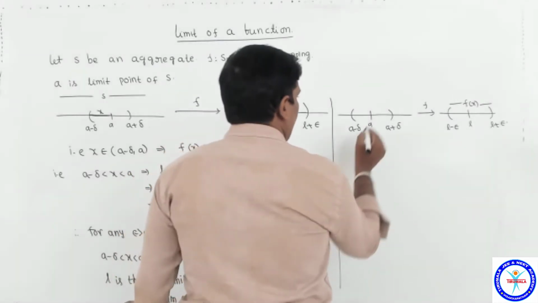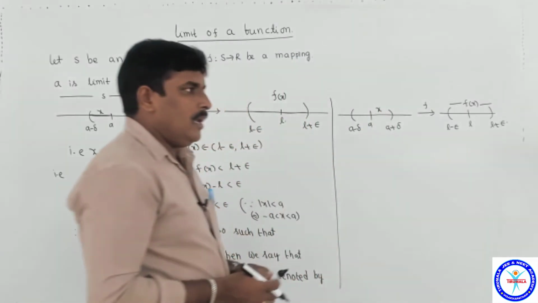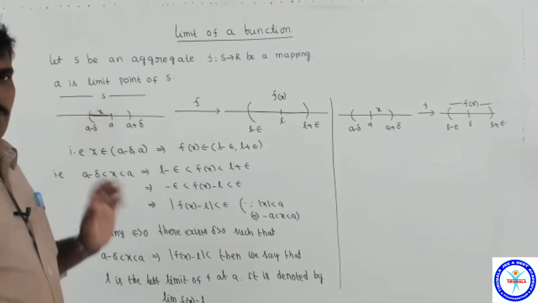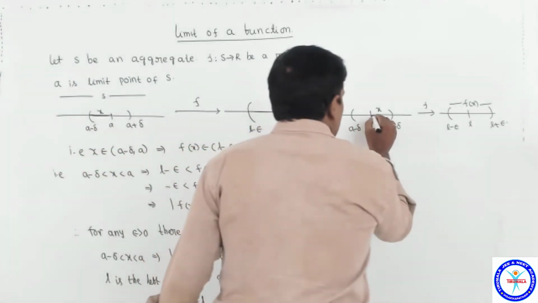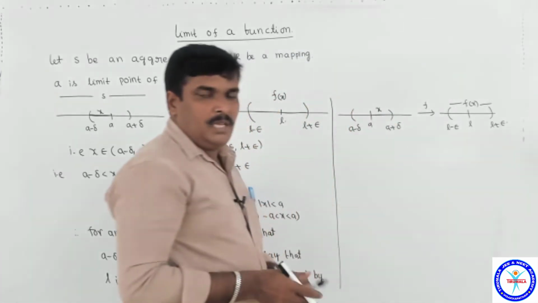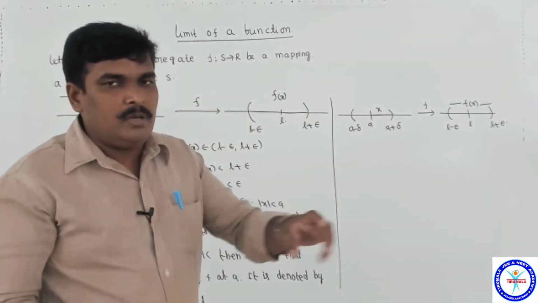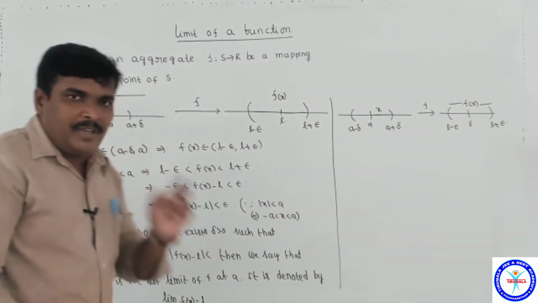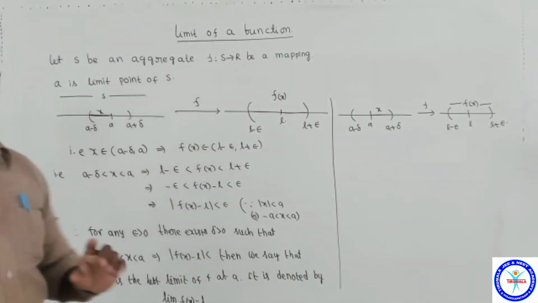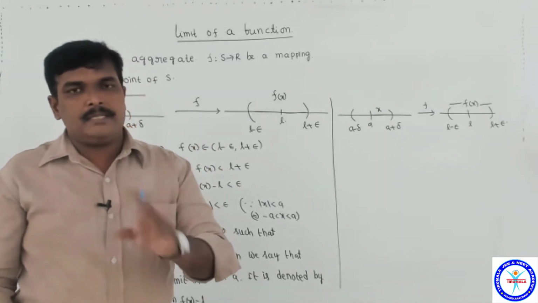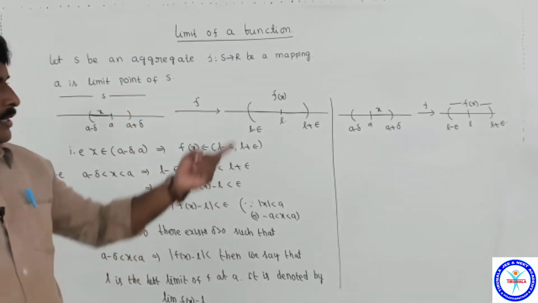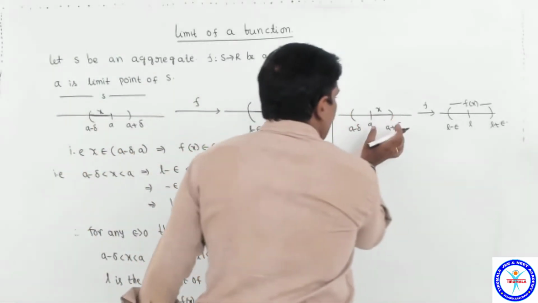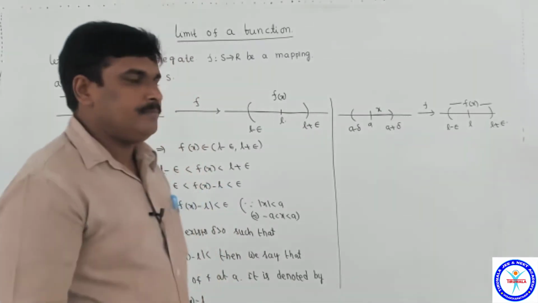So for any epsilon greater than 0, we observe that x lies in the left neighborhood here, and here x lies in the right neighborhood. If x lies in the right neighborhood and there exists L, then L is the right limit. If x lies in the left neighborhood and there exists L, then L is the left limit. Now we are going to explain the right limit. That's why x lies in the right neighborhood of A. This is the right neighborhood of A.